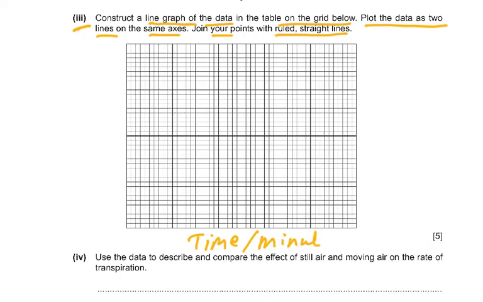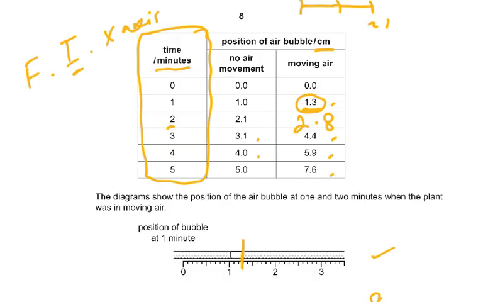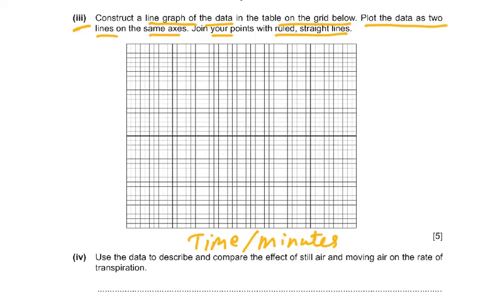You must write the units. If you don't write the units, you don't get a mark. So time on the x-axis, and of course labeled with units. Now what was really on the y-axis is the position of the air bubble in centimeters. So position of air bubble, and you have to write the whole thing. You have to write the units as well, centimeter.